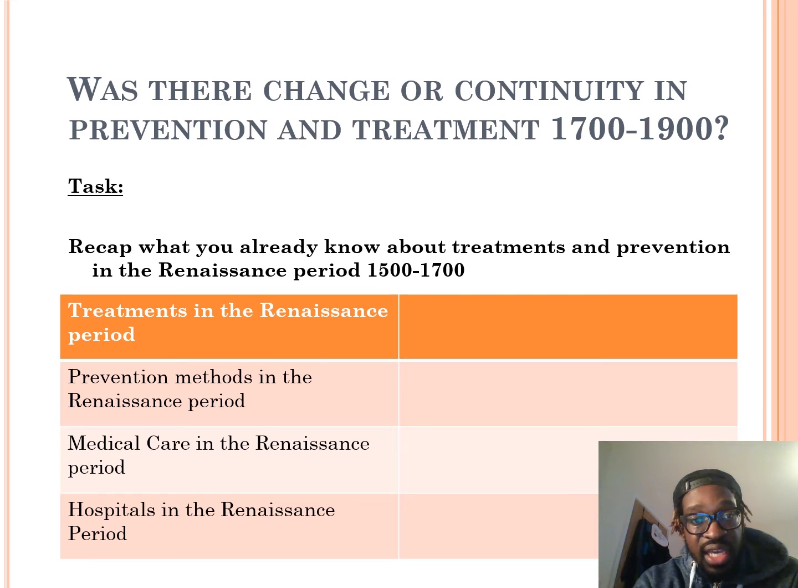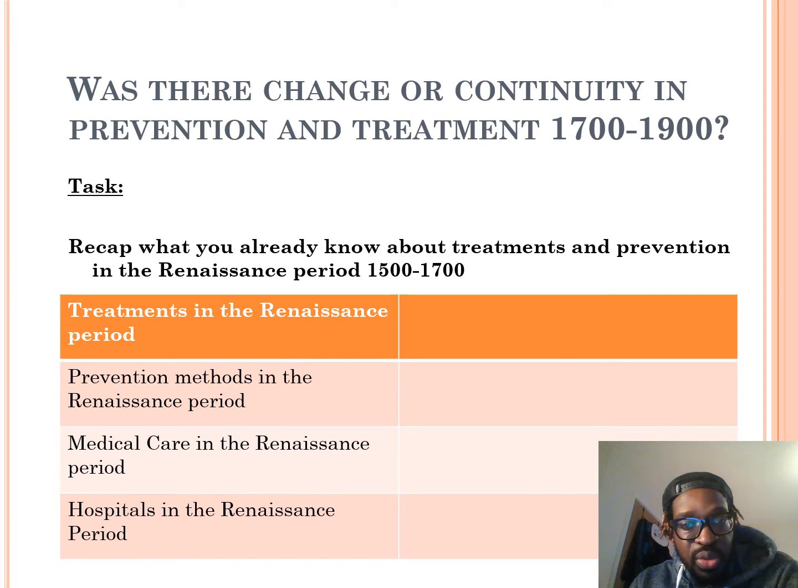As you can see here, I've said recap what you already know about treatments and prevention in the Renaissance period, 1500 to 1700. For each box here, some of you sent the work to me where you've just edited the PowerPoint slide and sent it back to me. If that's what you prefer to do, cool. But if you're doing it in your book or on Microsoft Word, you can set it out however you want, but I just happen to have done it in a table.